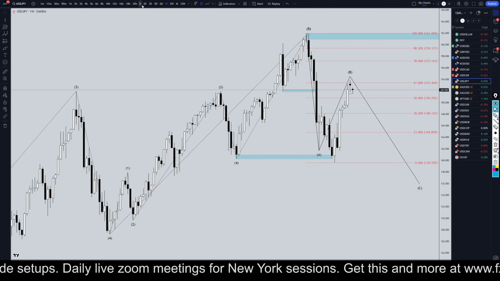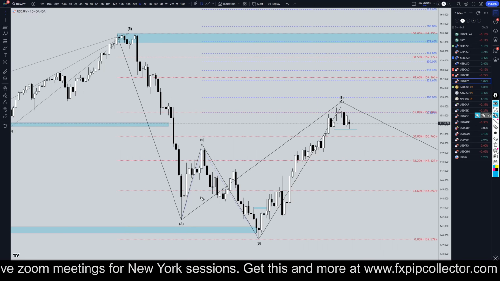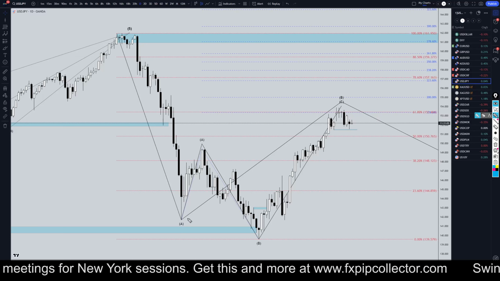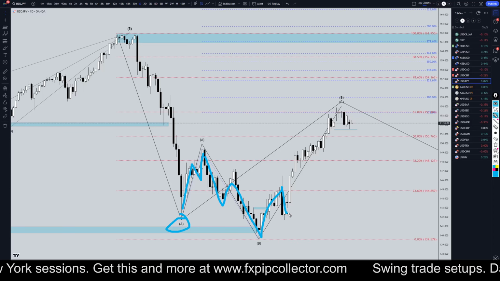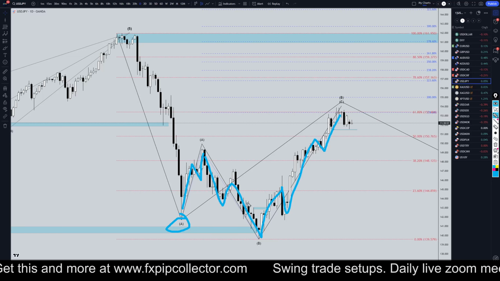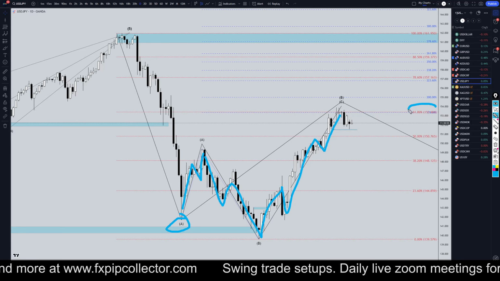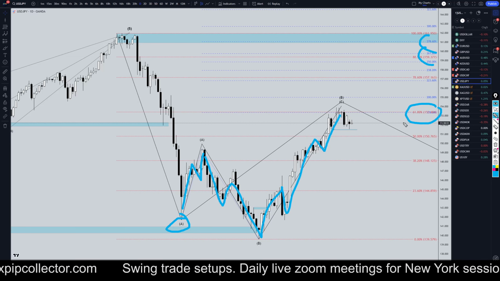Heading down to the daily time frame. On the daily time frame, if you've been watching my videos, you know that I think this is an expanding flat. I think that this is an A. I think this is 3 waves of A, 3 waves of B, and then 5 waves of C. It definitely fits the characteristics of an expanding flat. Targets for an expanding flat is the 178.6 or the 261, 278.6.